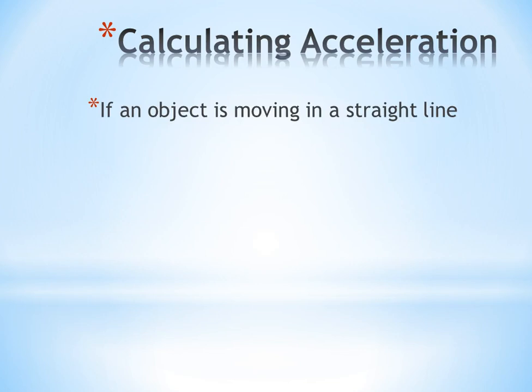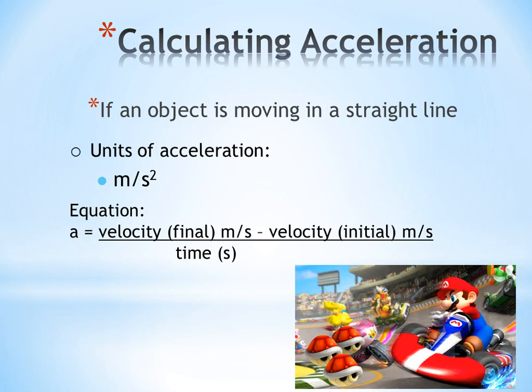Now we're going to have to learn how to calculate acceleration, of course. If the object is moving in a straight line, the units of acceleration are meters per second squared. We will also sometimes see kilometers per hour squared. To find acceleration, we take the final velocity minus the initial velocity, and we divide it by the time. Now the velocities are both measured in meters per second with the direction, and time is in seconds. So if they give you time in minutes or time in hours, you're going to have to convert it to seconds.